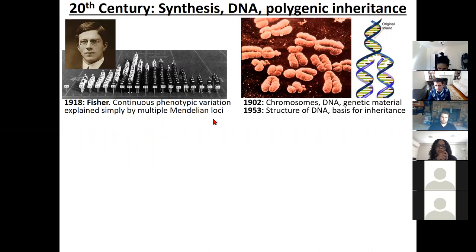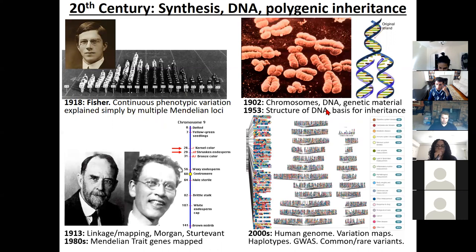And you should realize that this is all well before 1953, when the structure of DNA was solved and recognized as the basis of inheritance, and well before even chromosomes or DNA or genetic material were understood. So there's a lot of major leaps that happened theoretically before we actually had the practical instantiation of what is actually a gene.